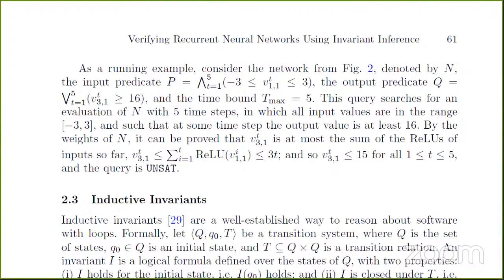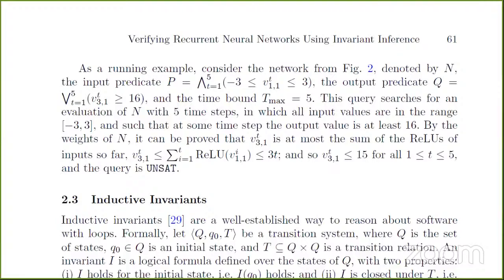Correct. So what I was saying is that you have this precondition, you have the postcondition, you have the network, and you have this bound on the time step. And you're trying to verify this property. What I said might be wrong here, but let's see whether this property holds for this network or not.